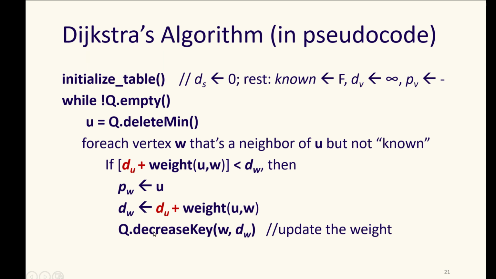We then also have to decrease the key of W wherever it's currently living in the priority queue. And that's because we just found a shorter path to it. And so we want to make sure that W gets explored in the right order, because Dijkstra's algorithm relies on this ordering of picking up the next minimum and the next minimum and the next, but those minimums might change as we find shorter paths to get to something.